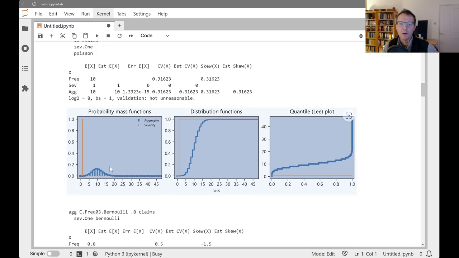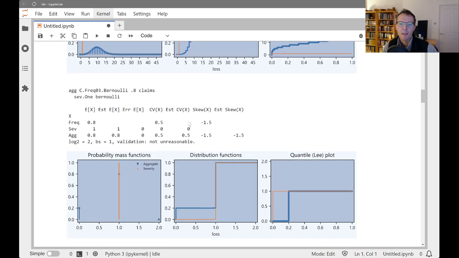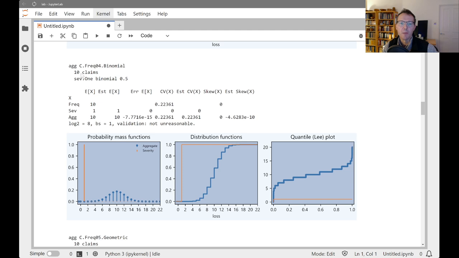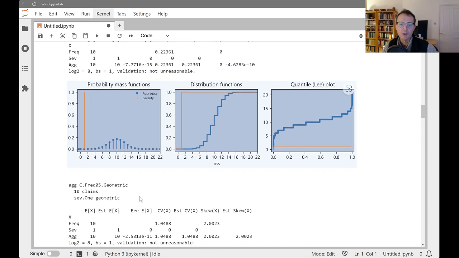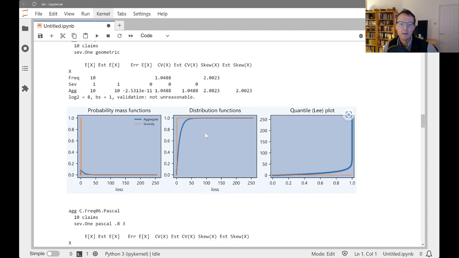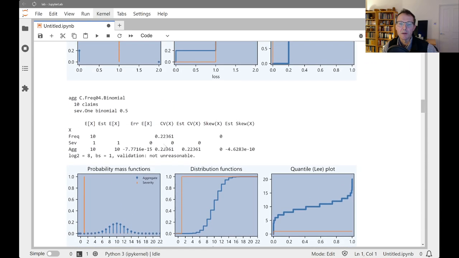So let's just look at a few of these. So Poisson, kind of as expected, nice tame distribution, relatively low CV. Binomial in this case, so this is a binomial with a mean of 10 and a p of a half, so that's a symmetric distribution. Geometric, so somewhat longer tail distribution, you can see the CV is much higher there, 1.04, as opposed to here it's about less than a quarter.